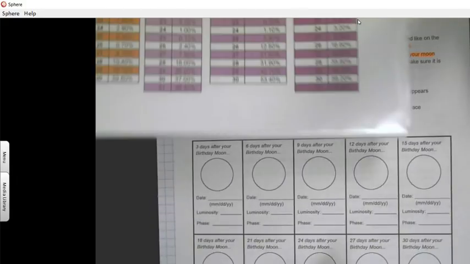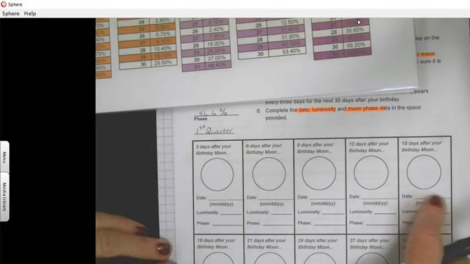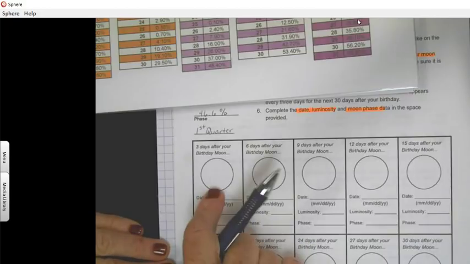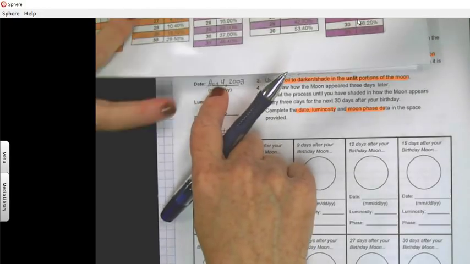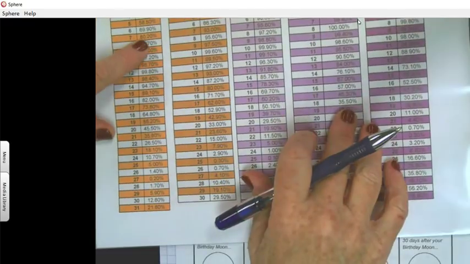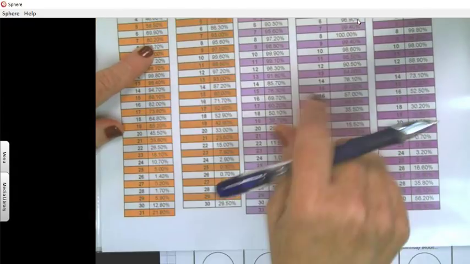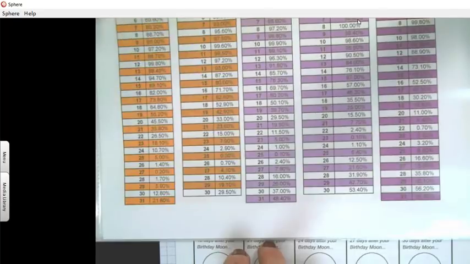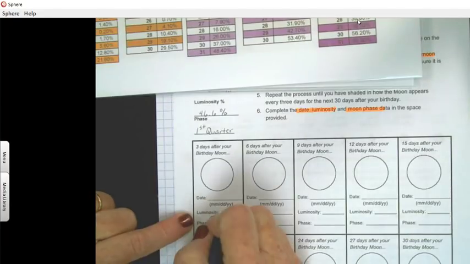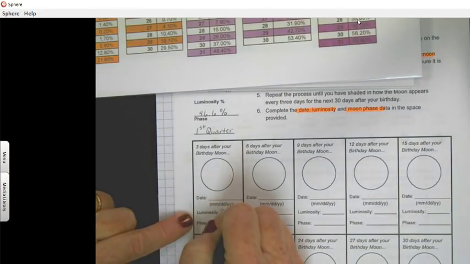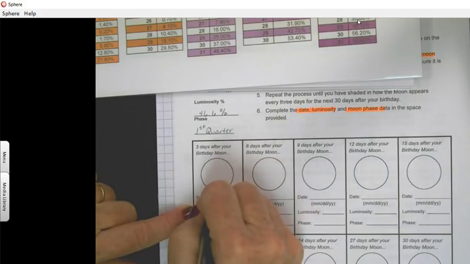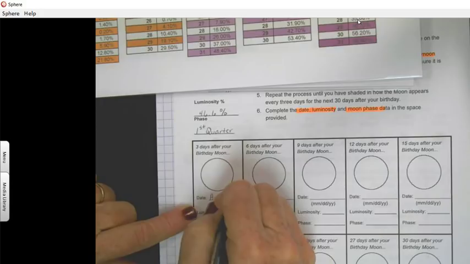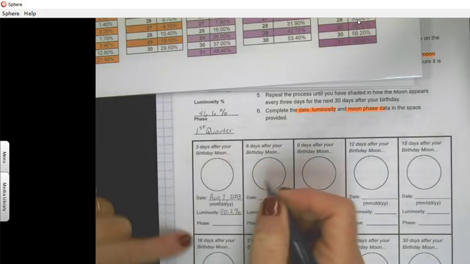Then it tells me down here in my data table I need to start looking at the rest of my information. 3 days after August 4th is going to be August 7th. So I'm looking here and I'm at 80.2%. So I'm going to put 80.2%, and this is August 7th, 2003.